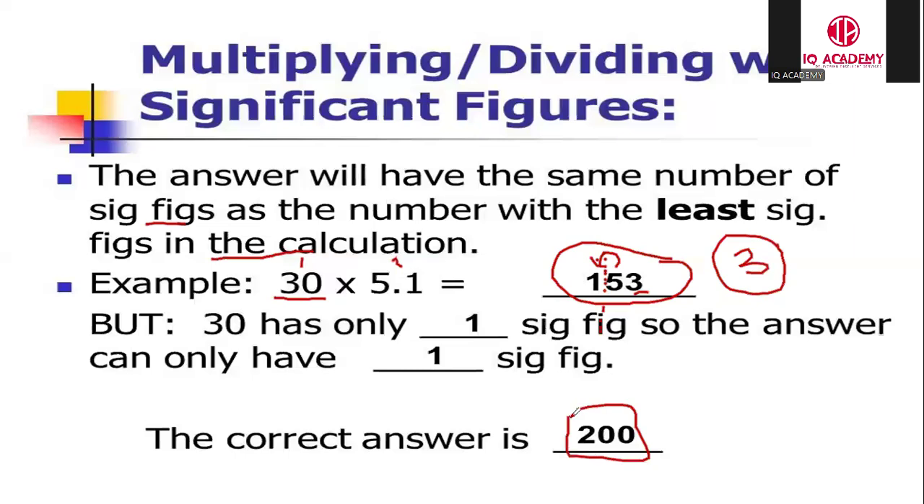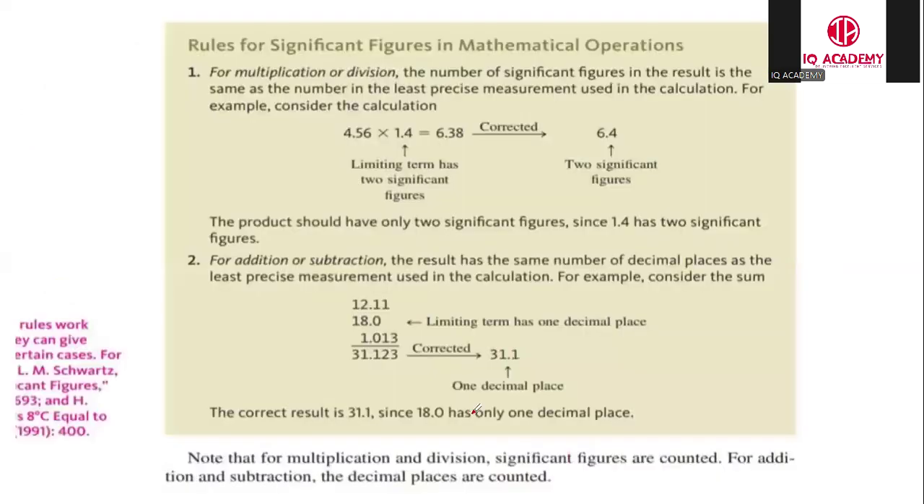So according to the rules, when you are solving questions in chemistry and you're asked to apply these significant figures rules, for 30 multiplied by 5.1 the correct answer will just be 200 and not 153, because 153 has 3 significant figures, but we want our answer to have the least number of what? Significant figures. So the number there will just be 200. I hope that is clear. And then we move on.